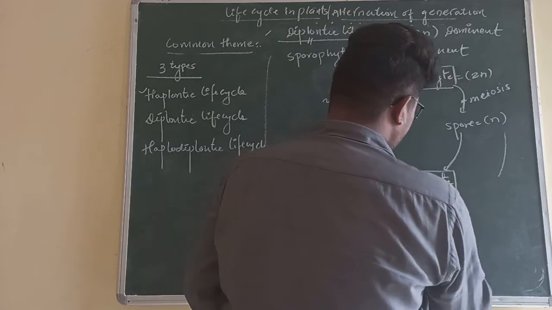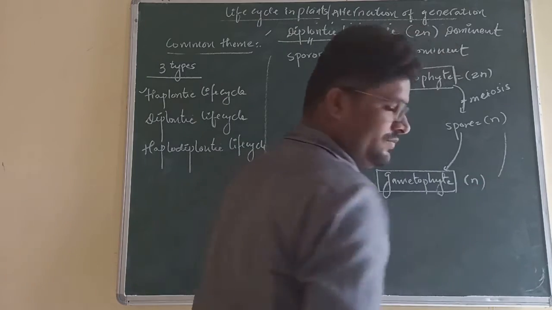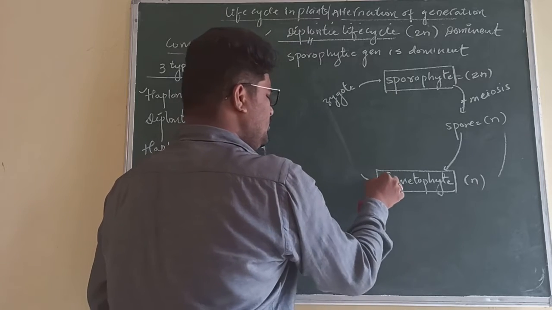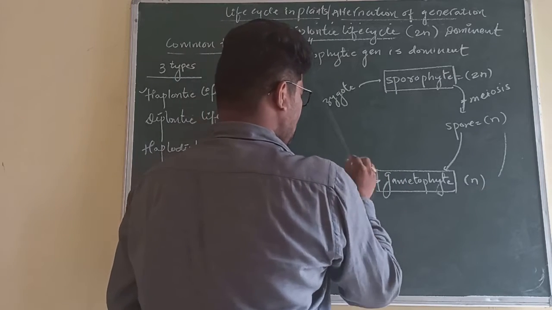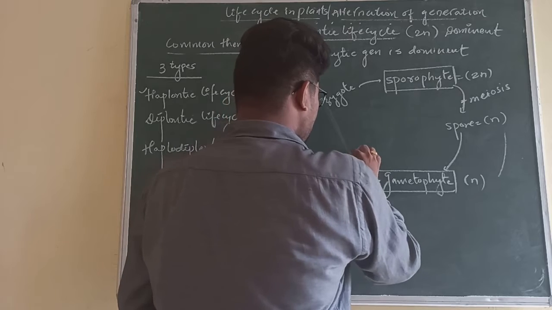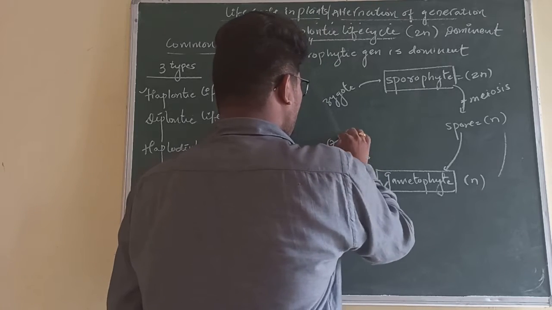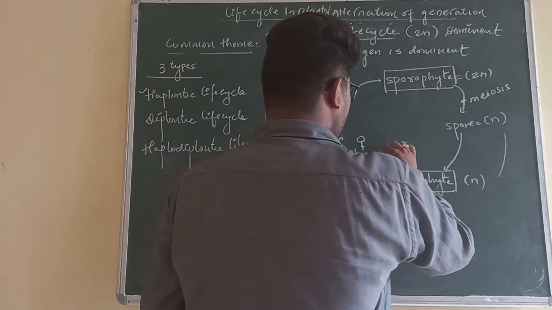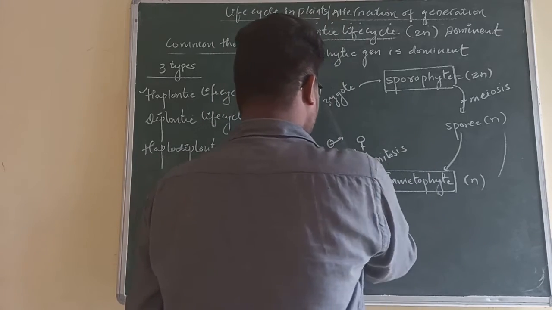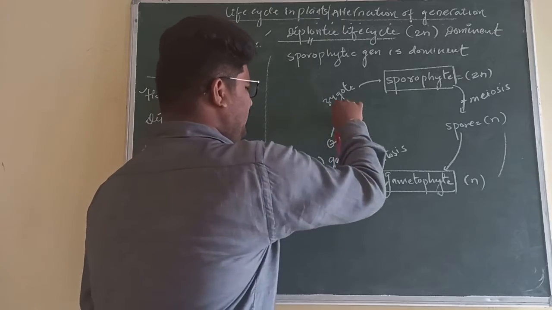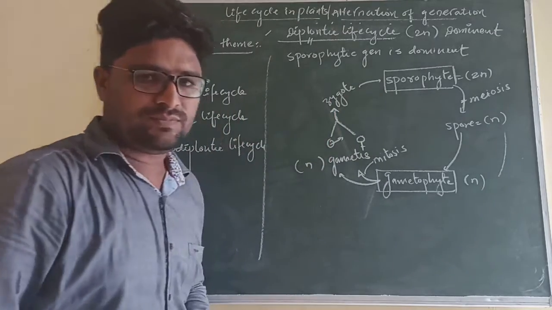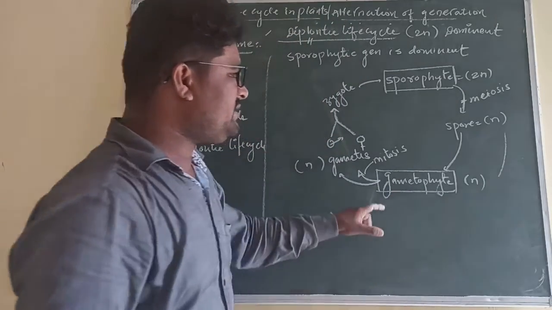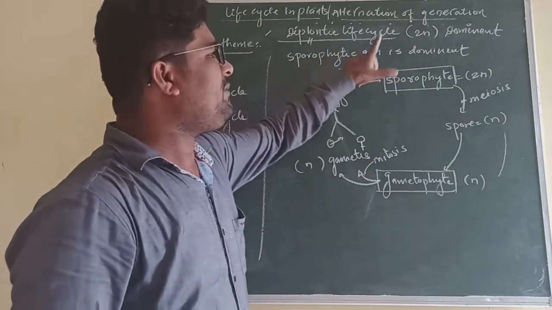This gametophyte is always haploid. After this gametophyte, it forms two types of gametes. So here are the gametes. Gametes will be male gametes or female gametes. These are formed with the help of mitosis, and these gametes are again haploid, and further after fusion they form zygote. In this case, this gametophytic generation, or we can say diplontic life cycle, is dominant.